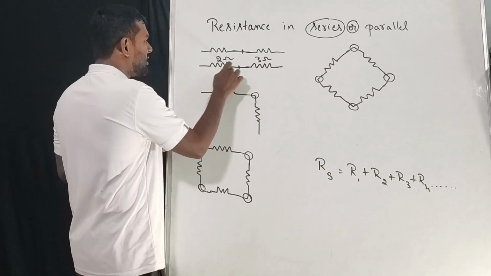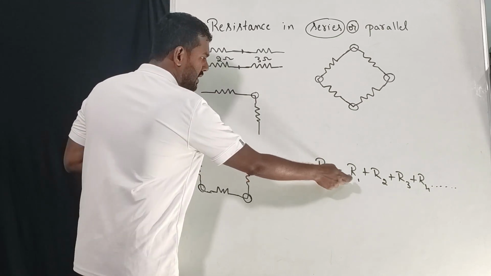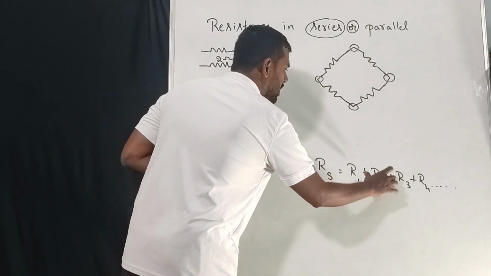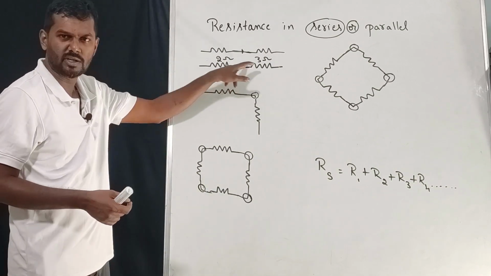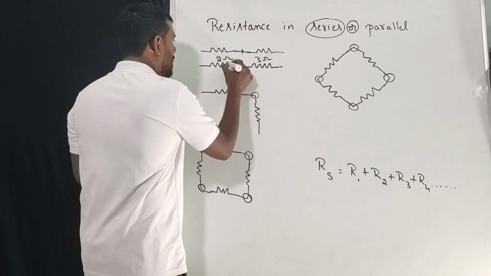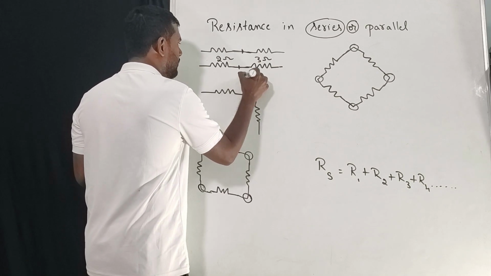Listen. These two are in series, correct? Series formula is adding all the resistances. How many resistances do we have in this case? 2 resistances. Just add them. So 2 plus 3, that is 5 ohm.